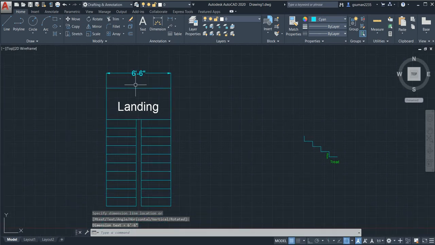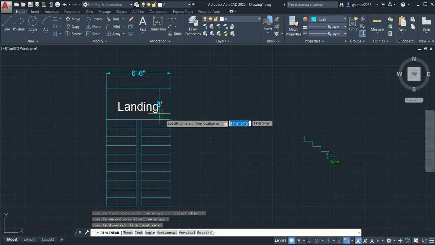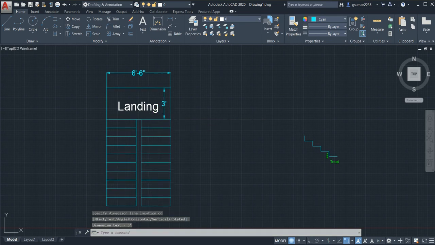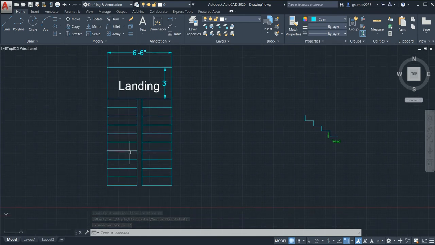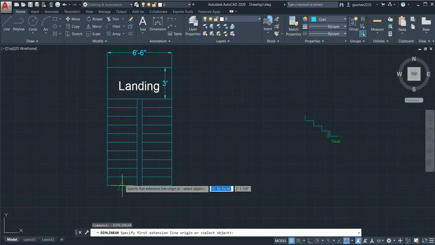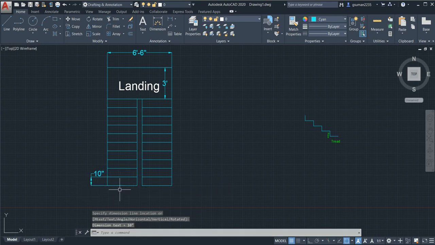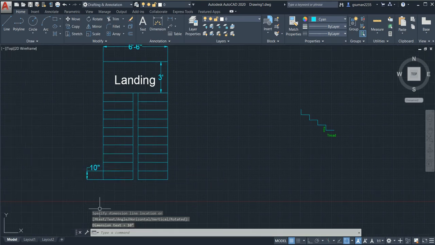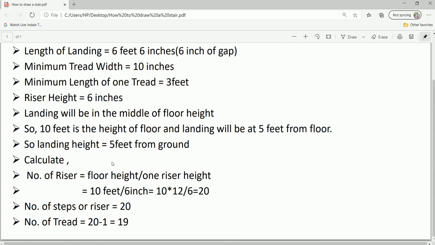Now you should know about the width of the landing. So this is the width, corner to this point. This is 3 feet. You can see it here. This is 3 feet. This one tread width should be 10 inches, and no problem, I will keep this PDF file in the description box. You can read it from there.